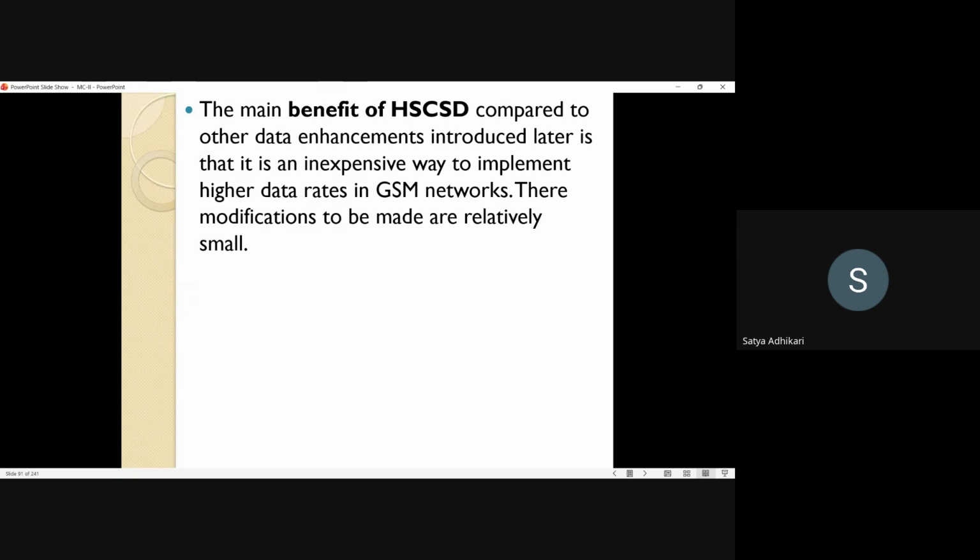The main benefit of HSCSD compared to other data enhancements introduced later is that it is an inexpensive way to implement higher data rates in a GSM network. In the GSM network, the initial data rate was very slow, but this is an inexpensive way. The cost is minimized, and the modifications to be made are relatively small.